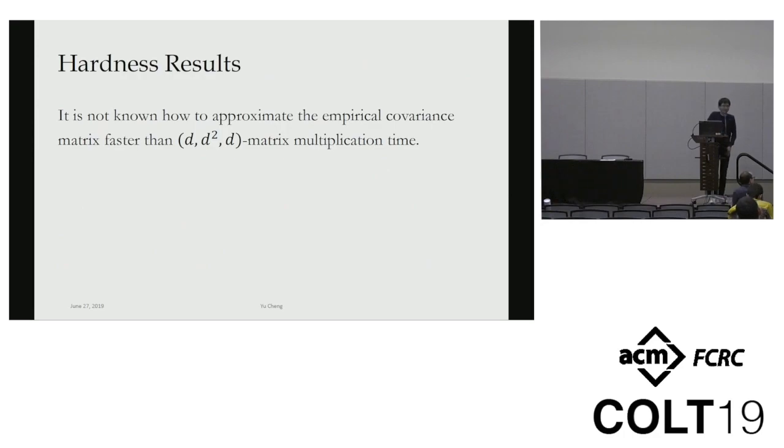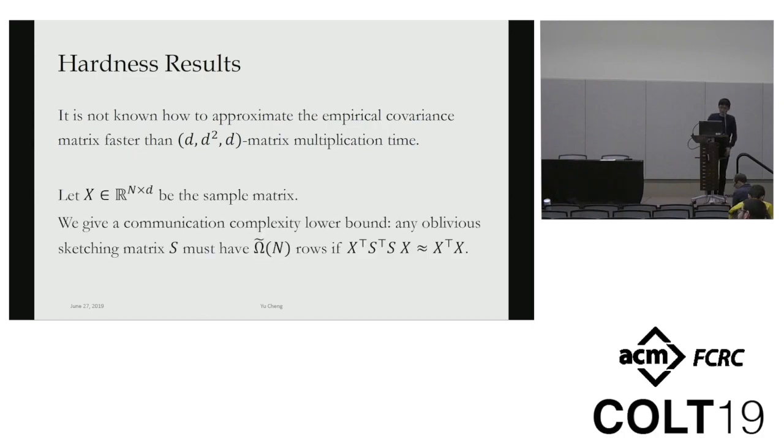All right, so now let me move on to hardness results. It is not known, even when there are no corruptions, how to compute an empirical covariance matrix faster than this matrix multiplication time. And in this paper, we gave a communication complexity lower bound that shows any oblivious sketching algorithm will not help you for this problem. So I don't know how to do this faster.